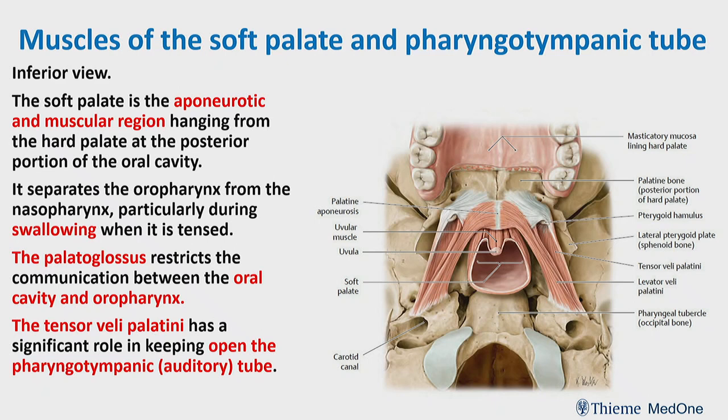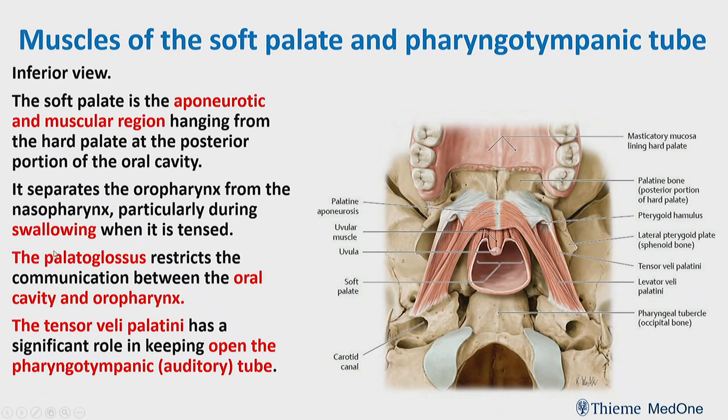So the basic structure of the soft palate: all of the muscles of the soft palate are attaching to a dense connective tissue, which is called the palatine aponeurosis. This palatine aponeurosis is a dense connective tissue to which all these muscles attach, and it makes the base for the soft palate. That's why the soft palate is a muscular structure together with the dense connective tissue, the palatine aponeurosis.